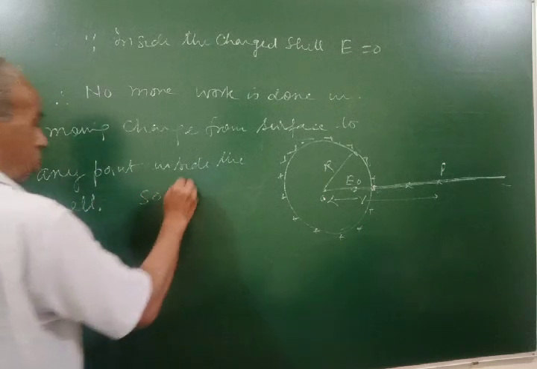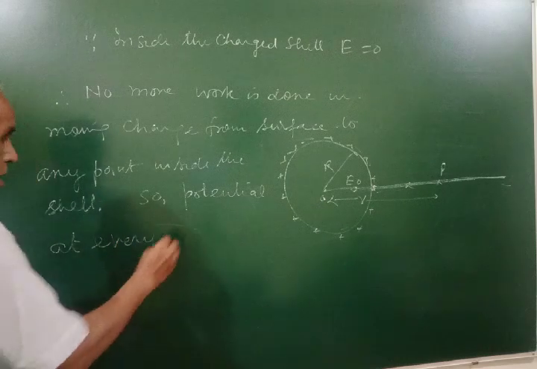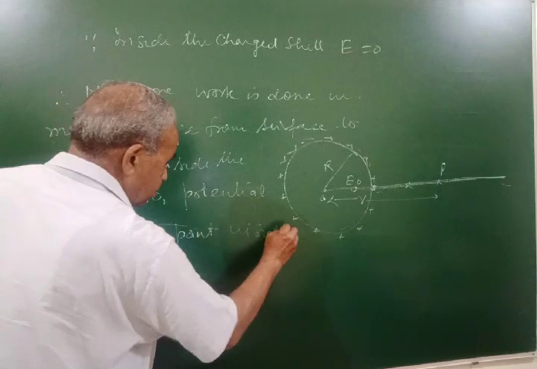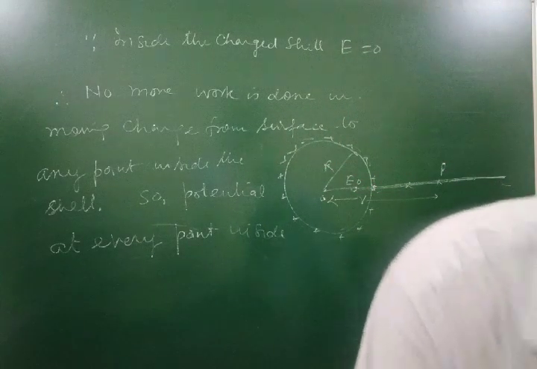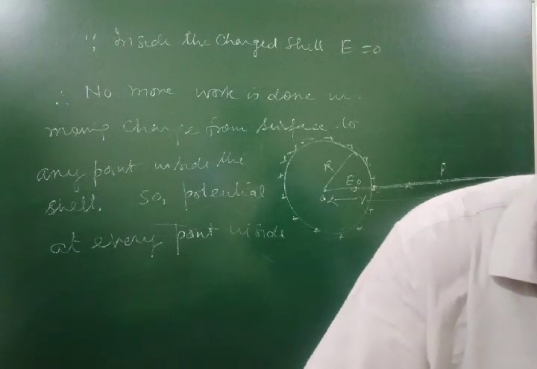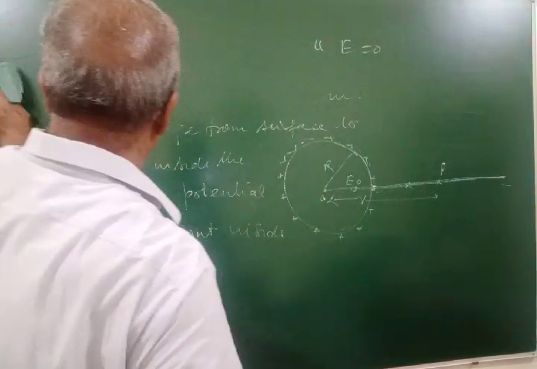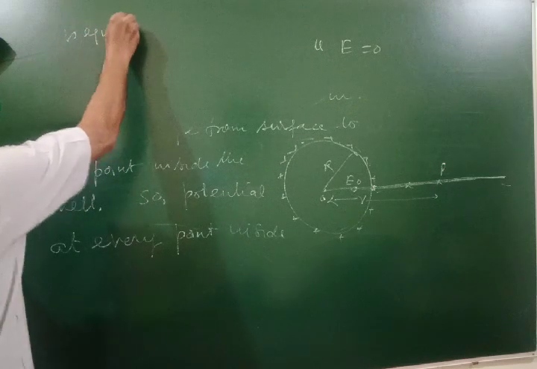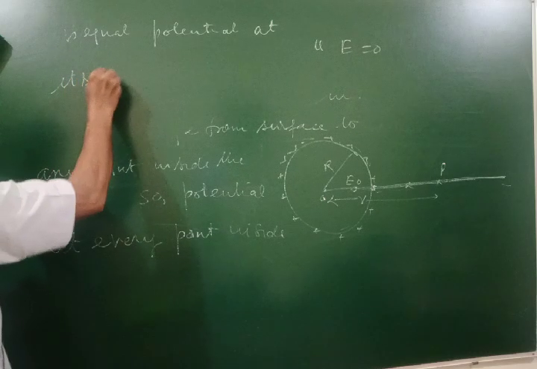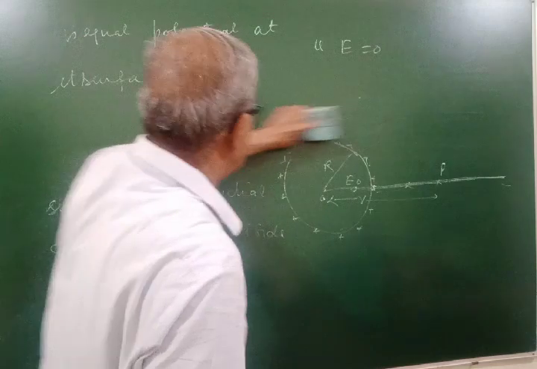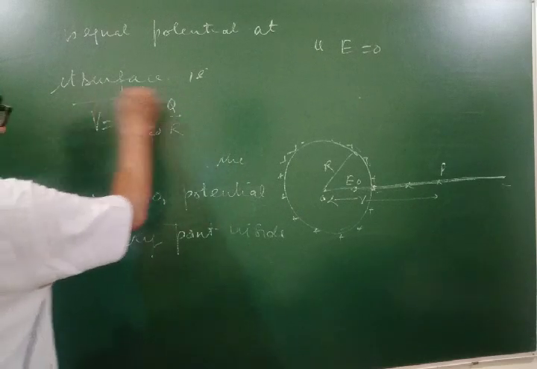So the potential at every point inside the charged shell is equal to the potential at its surface, that is, V equal to 1 upon 4 pi epsilon 0 Q by R.